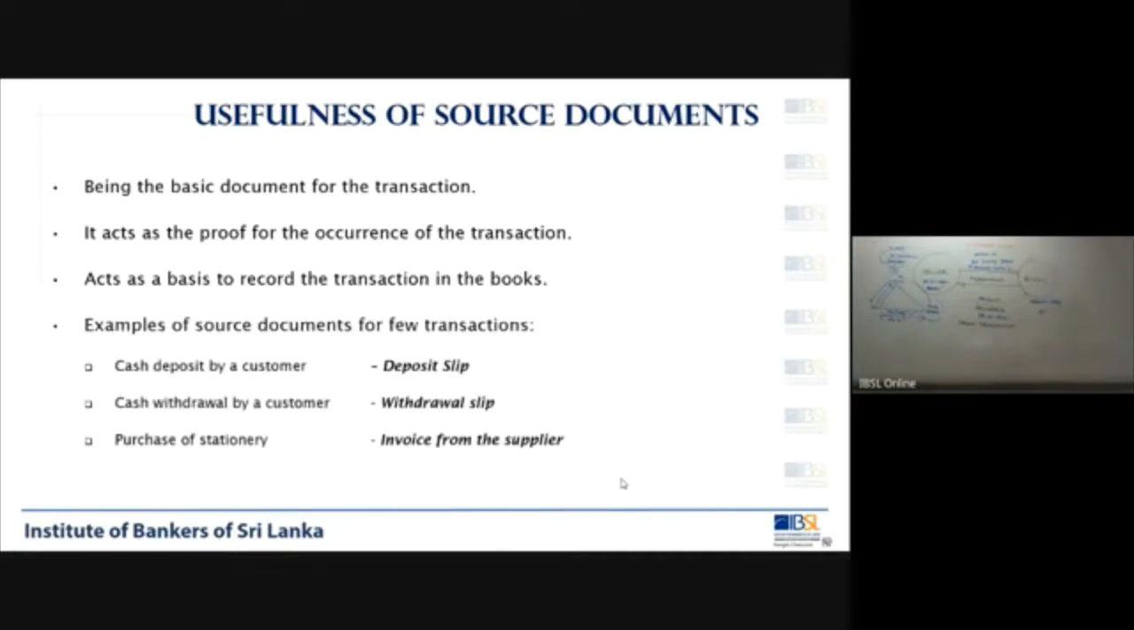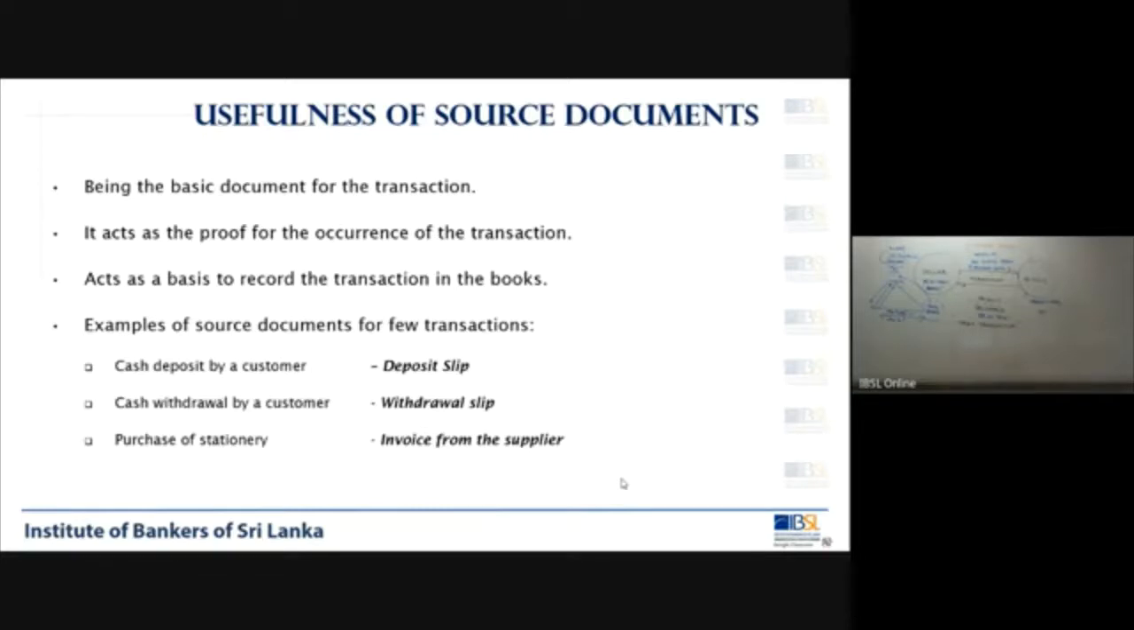Here are some of the basic source documents that you might come across. For a bank, you will see a deposit slip, and a withdrawal slip could be there. When you want to make a purchase of stationery, you need to have an invoice from the supplier. We call it an invoice. Now, if you are to make an electricity bill payment, what is the source document? The electricity bill. That is the source of evidence for you to initiate the transaction.